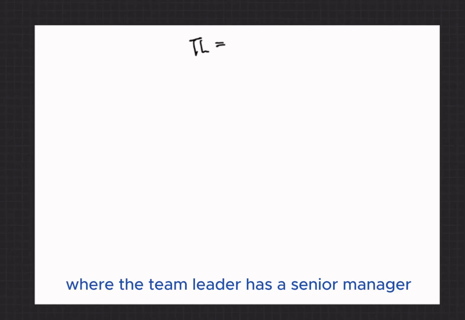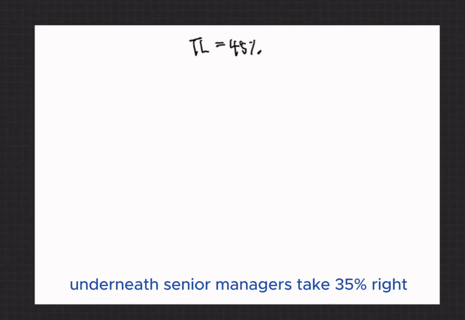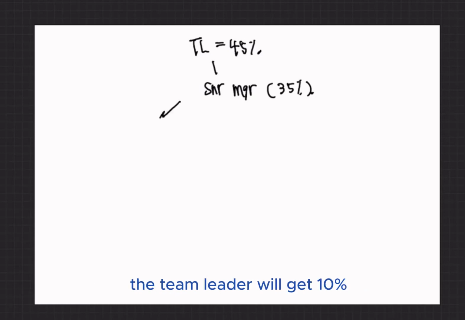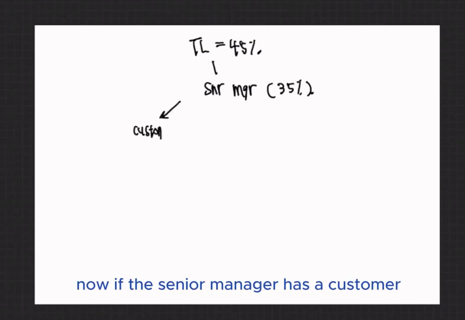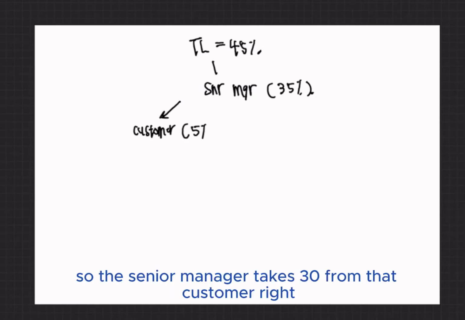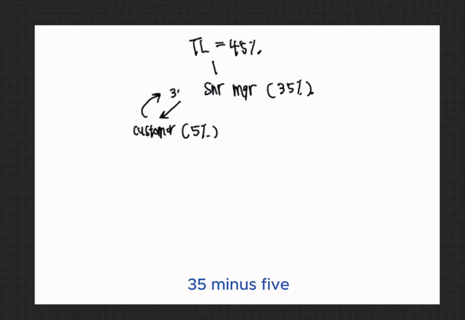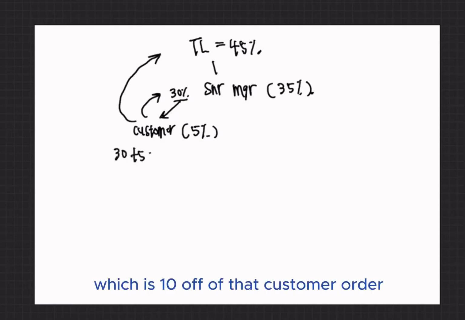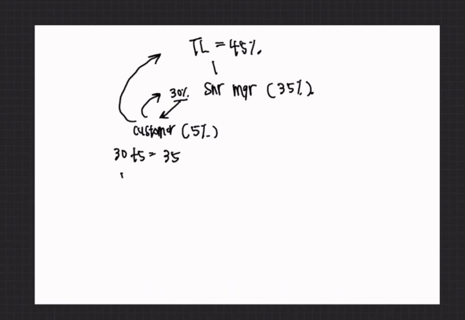Let's do another scenario where the team leader has a senior manager underneath. Senior managers take 35%, right? 30 plus 5. Every purchase the senior manager makes, the team leader will get 10%. Now, if the senior manager has a customer, the customer takes 5, so the senior manager takes 30 from that customer, right? 35 minus 5. So the team leader at the top gets 45 minus 35, which is 10 off of that customer order under the senior manager. It's simple math, guys.